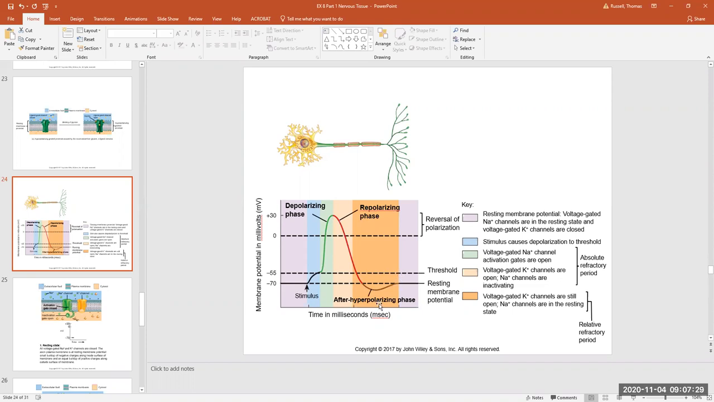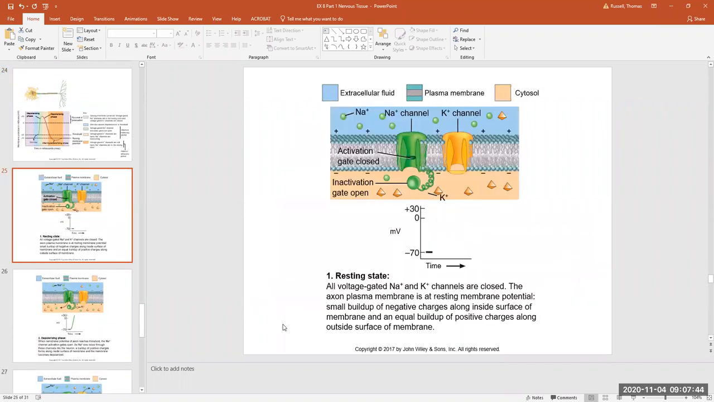Now, sooner or later, that sodium potassium pump is going to kick the sodium back out of the cell, kick the potassium back into the cell, and we're going to go back to our resting membrane potential again. So let's look at what's really happening with these channels.